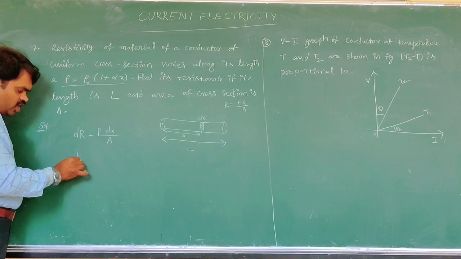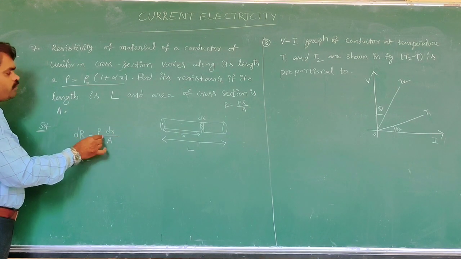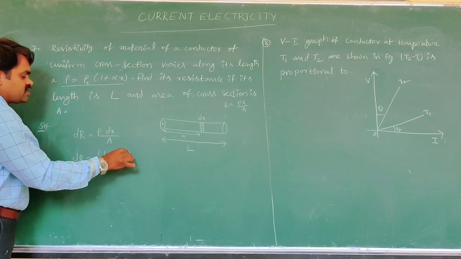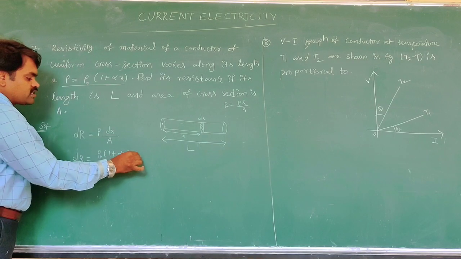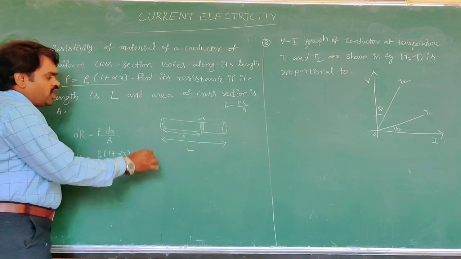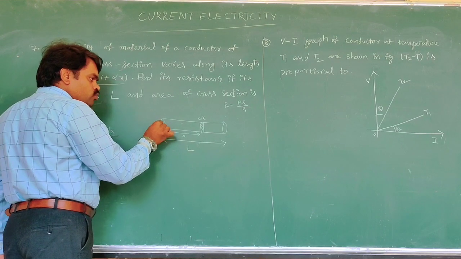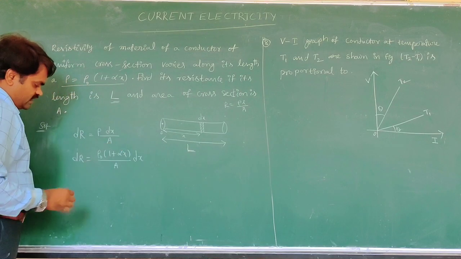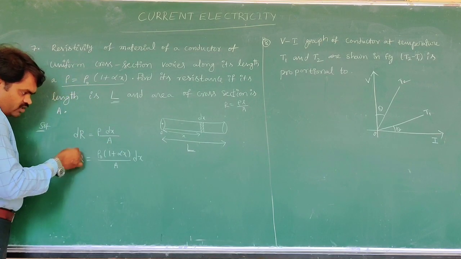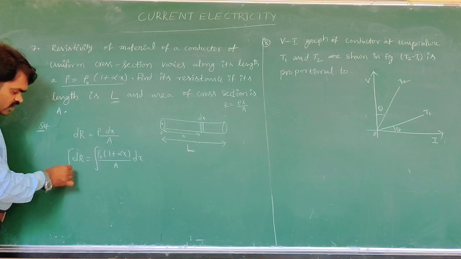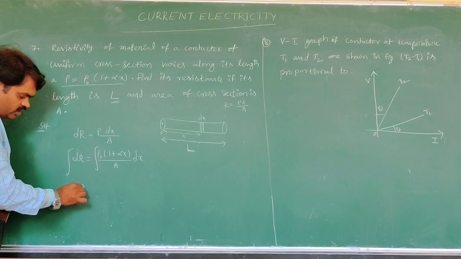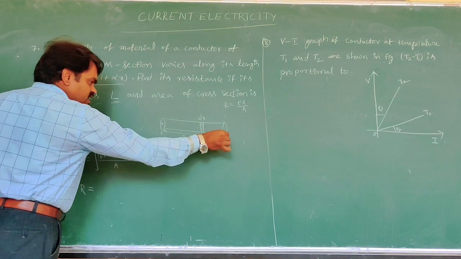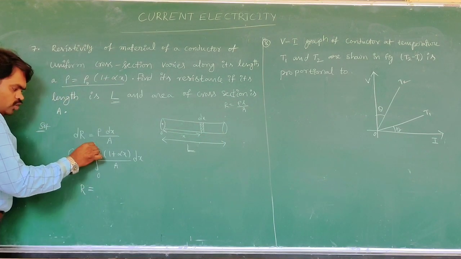Now here dR is equal to, what is the rho? Rho naught into 1 plus alpha x, by A, into dx. Now we want to complete the length of the conductor from one end to the other, the total length L is given. That's why we can take the integration. Integral dR is equal to, from where to where? One end is 0, another end is L. That's why 0 to L.